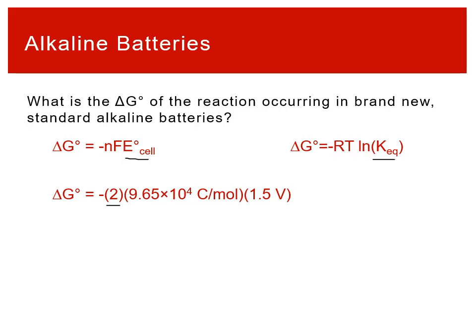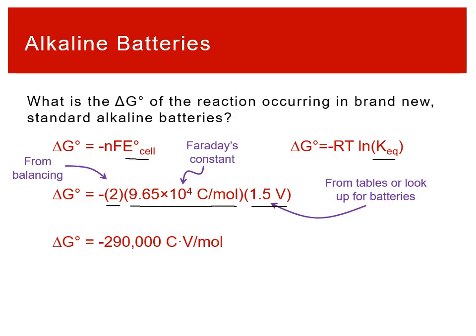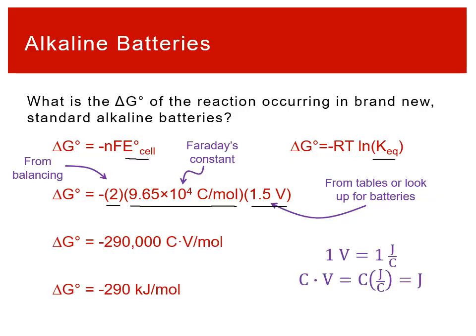N is 2, the balancing we could see from the previous page. Faraday's constant is a constant value, and then I just gave you the standard cell potential, but you can also look it up, for those are standard half reactions. If you plug it in, you can see that delta G is pretty sizable, negative 290 kilojoules per mole.